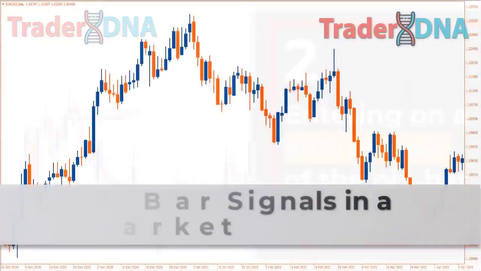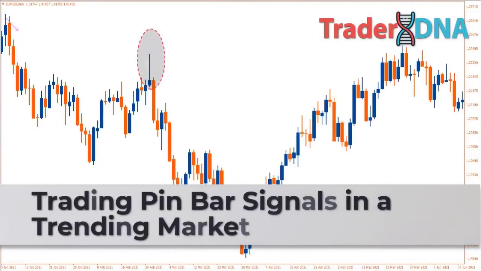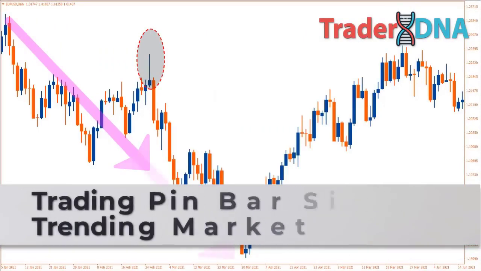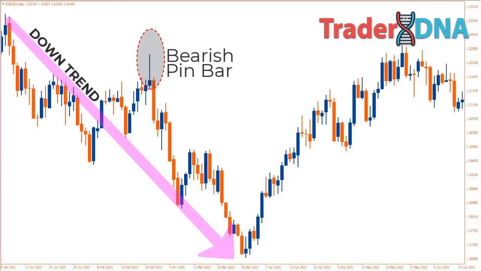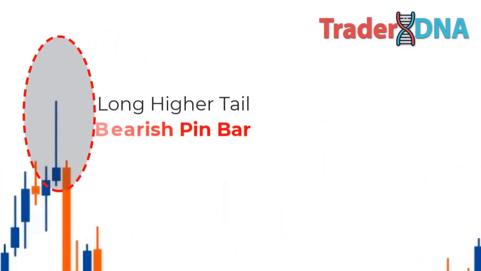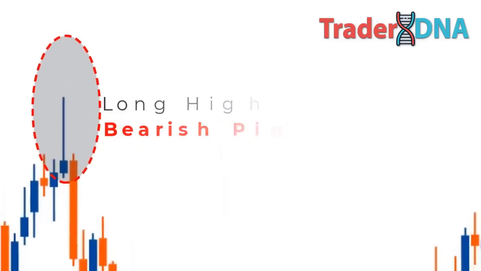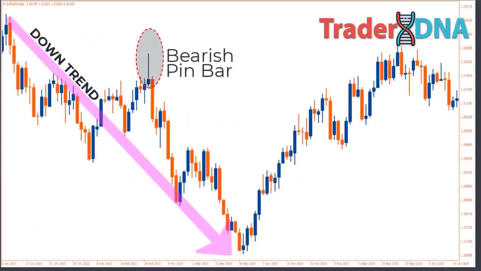Trading pin bar signals in a trending market. Trading with the trend is arguably the best way to trade any market. A pin bar entry signal in a trending market can offer a very high probability entry and a good risk to reward scenario. In this example, we can see a bearish pin bar signal that formed in the context of a downtrending market. This type of pin bar shows rejection of higher prices, or the long higher tail, so it's called a bearish pin bar, since the implication of the rejection reflected in the pin bar is that the bears will resume pushing price lower.